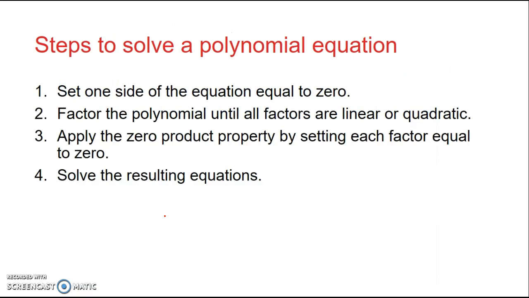So the way we're going to solve polynomial equations is actually the way we did quadratic, by the zero products property. That is, we're going to set one side equal to 0, and then we will factor the polynomial until all factors are linear or quadratic. Then we'll apply the zero products property by setting each factor equal to 0 and solve the resulting equations. All of the polynomial equations we will work in this course will be factorable. There are some that are not, but that's beyond the scope of what we cover in this particular course.